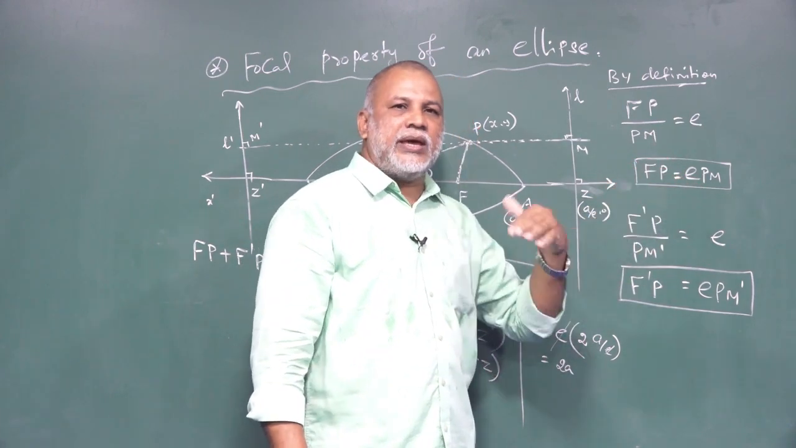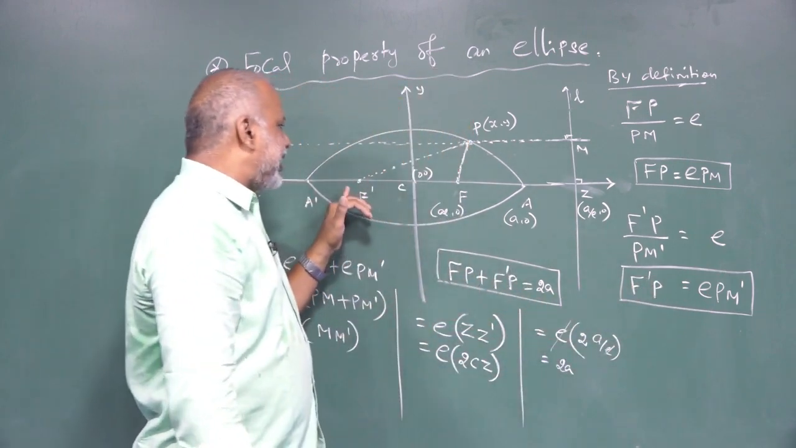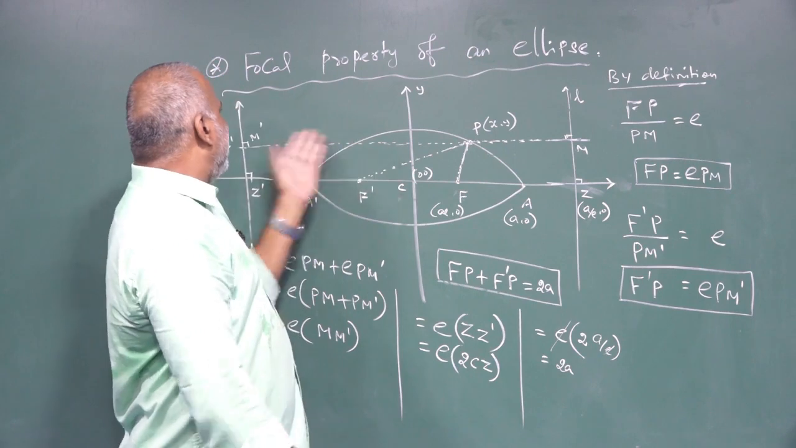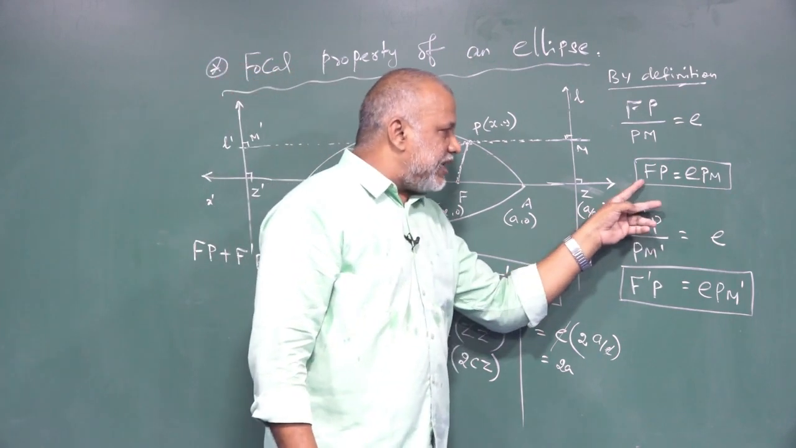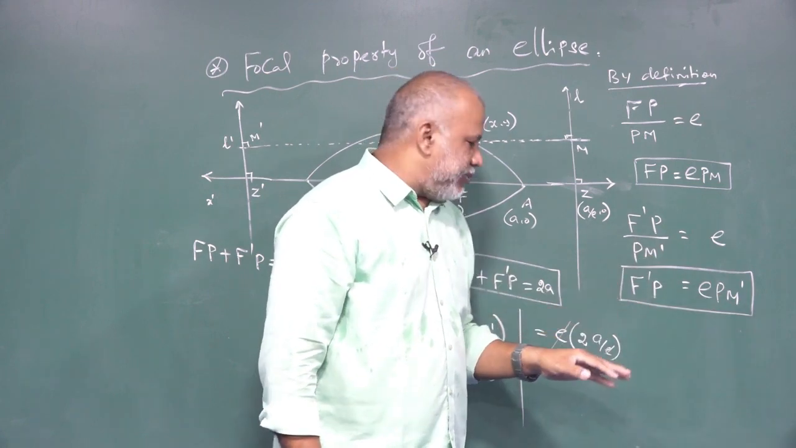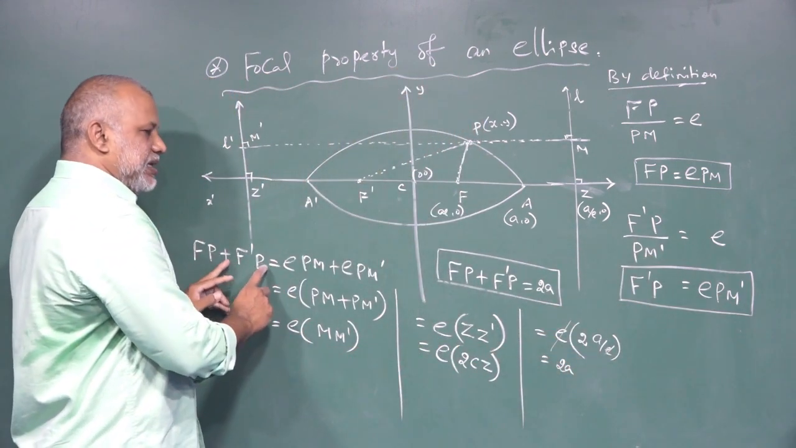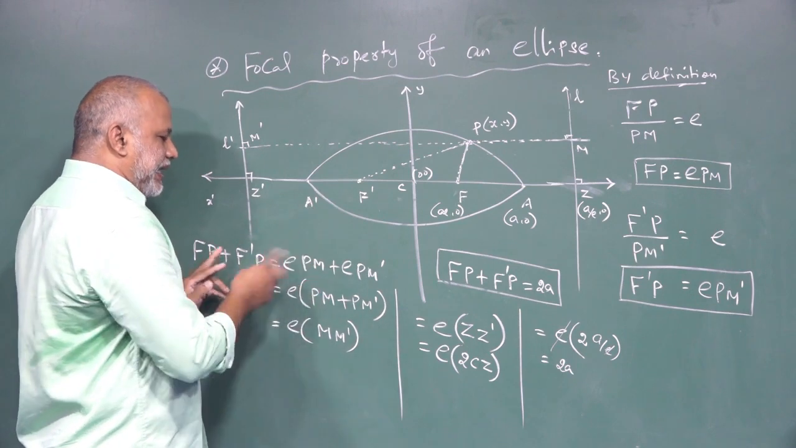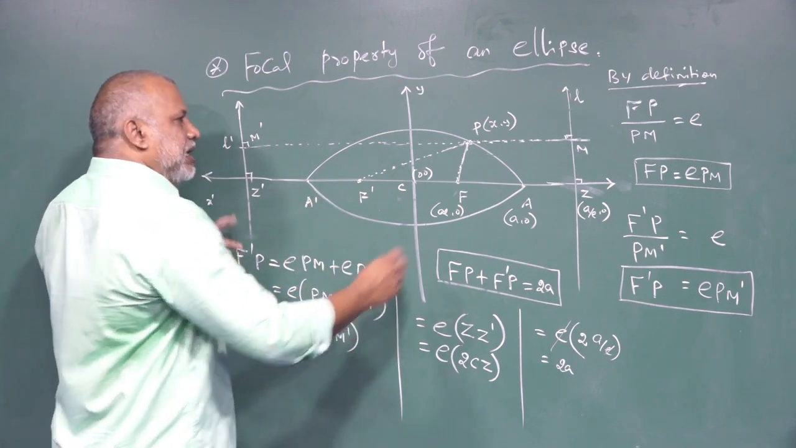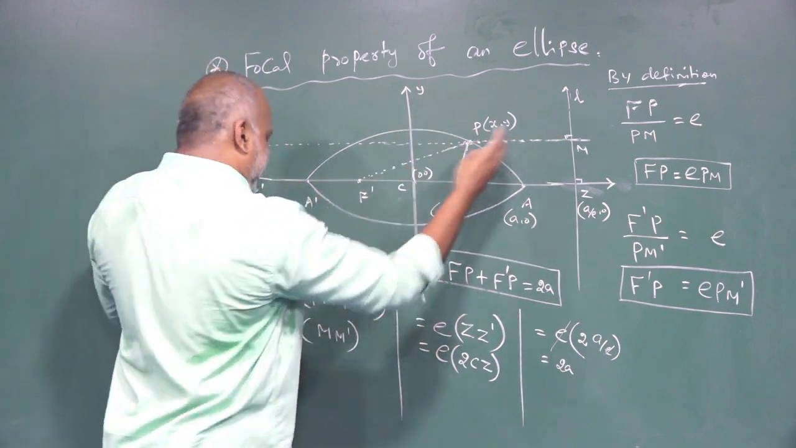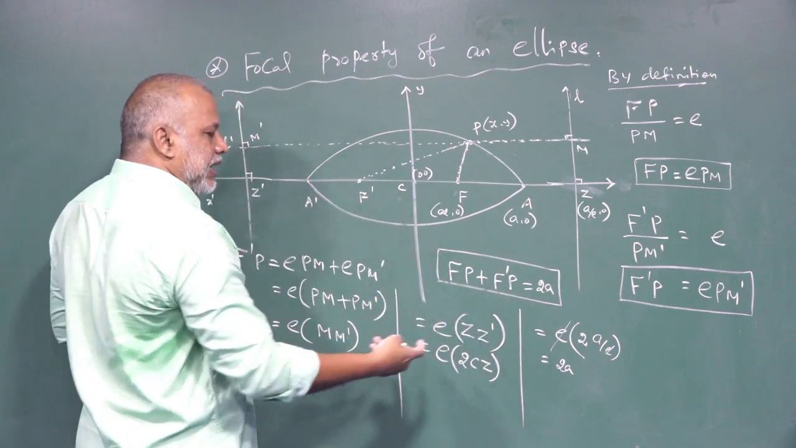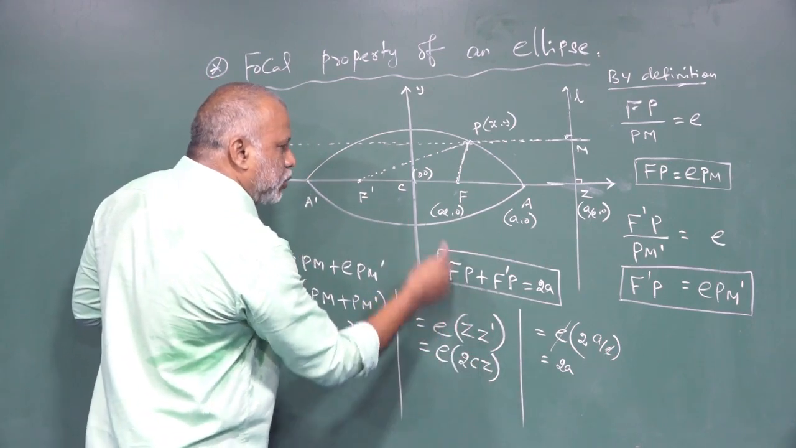Instead of F, I am going to take F dash. See the second focus. Here second focus, then M dash is the perpendicular to the second directrix. So instead of this F dash, then PM dash. Then cross multiplying. Now adding these two. This is the logic we are going to work out. Adding these two, take out E as a common. PM plus PM dash. Instead of PM plus PM dash, I can write MM dash. Instead of this MM dash, I can write ZZ dash. ZZ dash can be written as 2 times CZ.